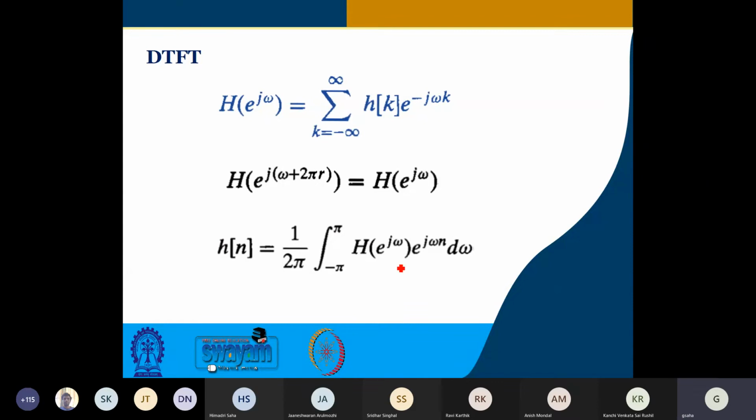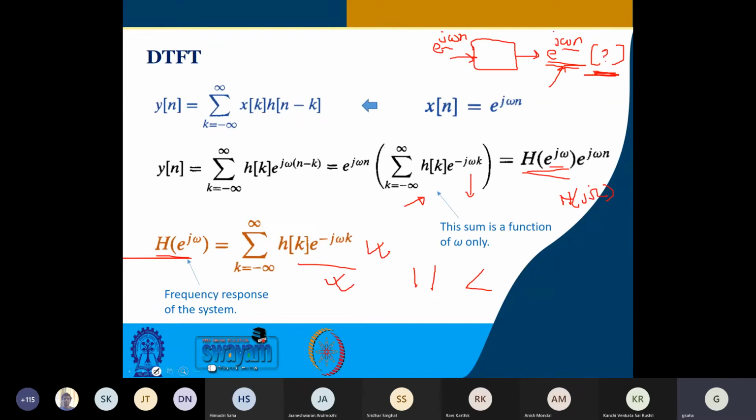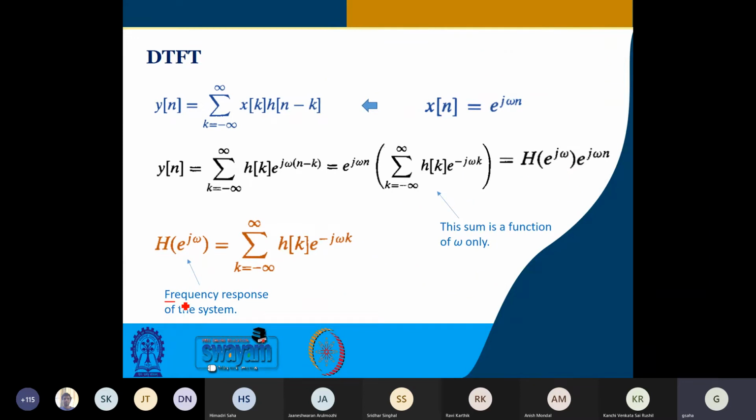So this is your discrete time Fourier transform, giving you the frequency response. Another thing: why is it called frequency response? That also you should know. You should ask why we are using this term. Now, if we plot this axis as omega, and this axis as H of e to the power j omega.